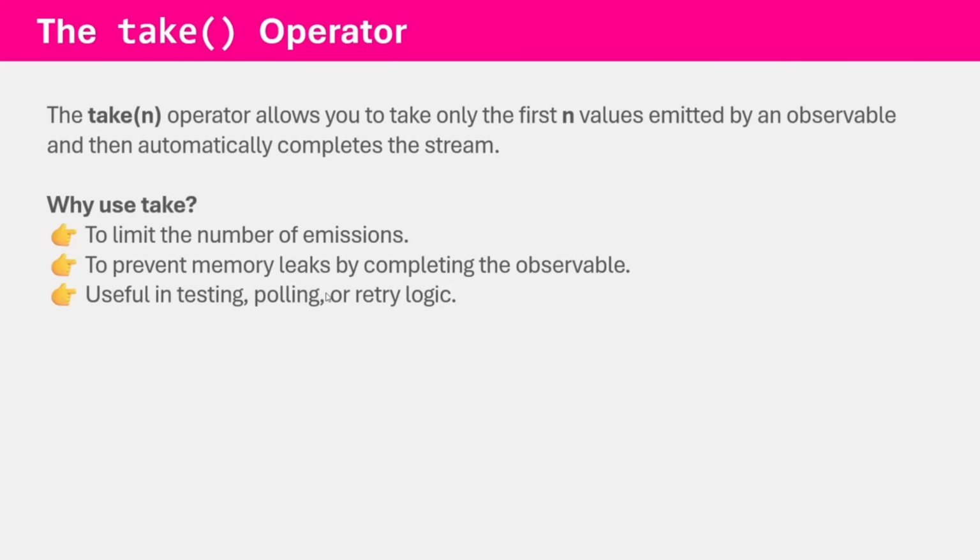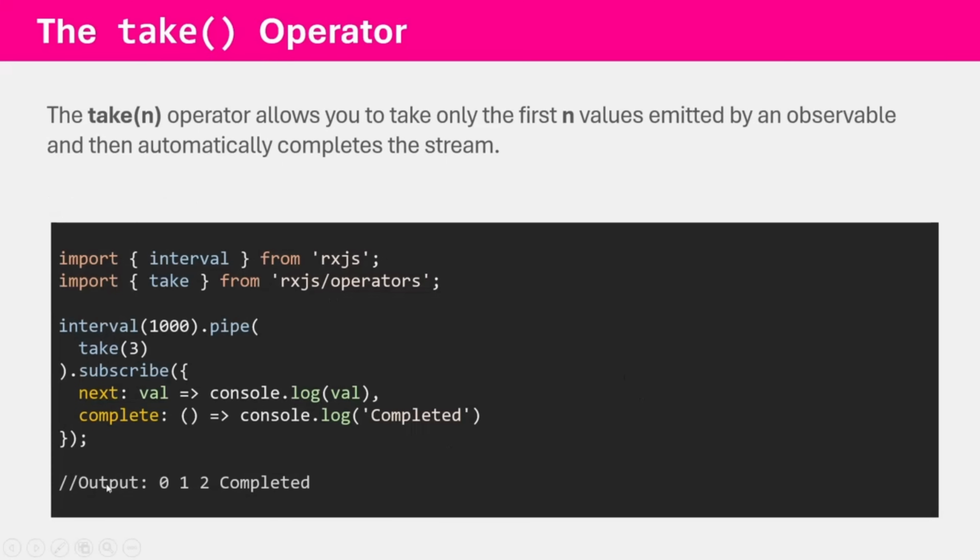Let's see an example of take. So here we have an observable which will be returned by this interval. What this interval is going to do is, after every 1 second, that means after every 1000 milliseconds, it is going to emit a value. So initially it will emit 0, after 1 second it will emit 1, after 2 seconds it will emit 2, after 3 seconds it will emit 3, and so on.